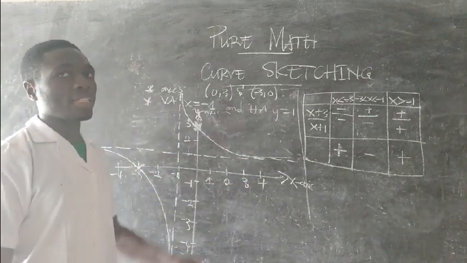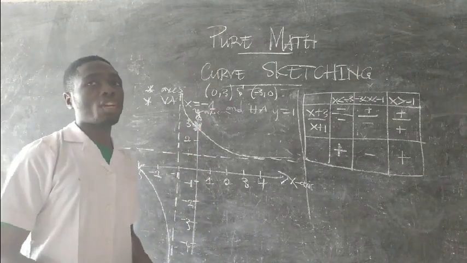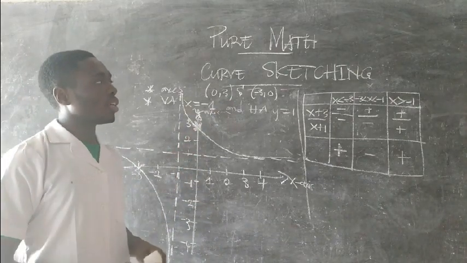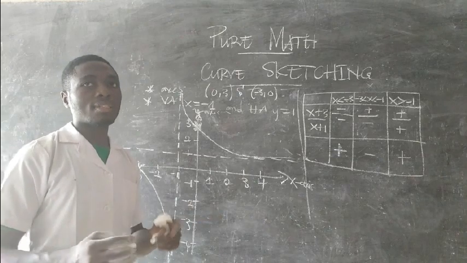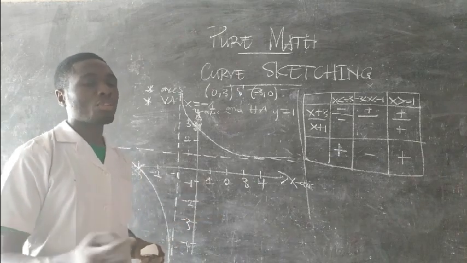In the second part of the curve sketching, I am going to illustrate very well on the plotting of the other complex curve, which has many points and it has a turning point. How do you treat the turning point?